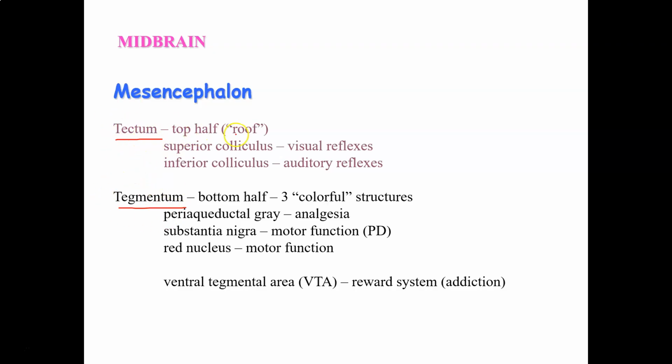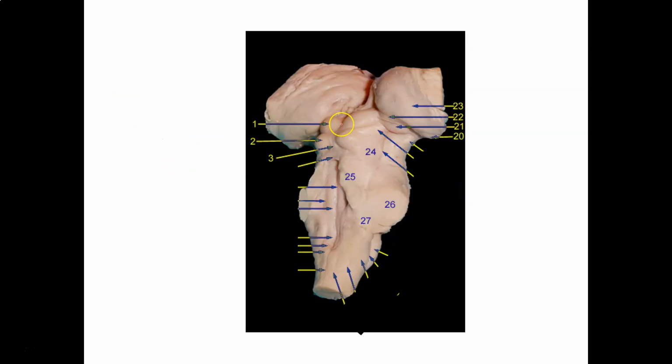The tectum, which means roof, because it's on the top half, consists of two structures, which you can actually see in the prior picture. I'll show you in 1 second. The word colliculus means little hills. There's a superior colliculus and an inferior colliculus. So let me go back. These are the little hills. This is the superior colliculus, one on either side. And here's the inferior colliculus, one on either side. Superior is on top, inferior is below.